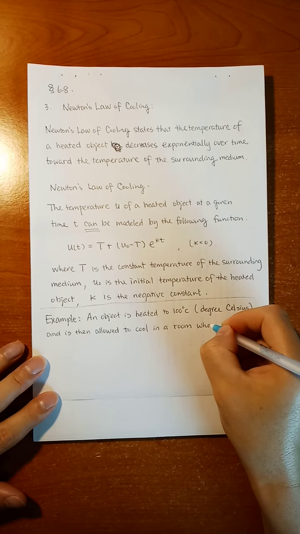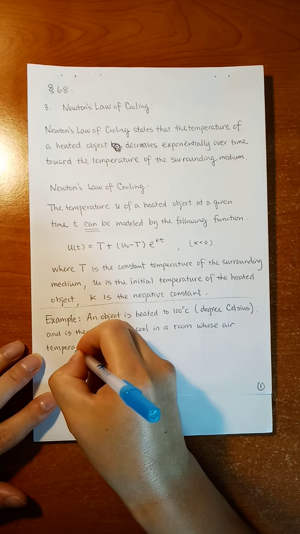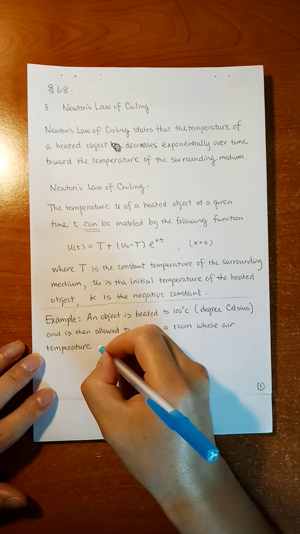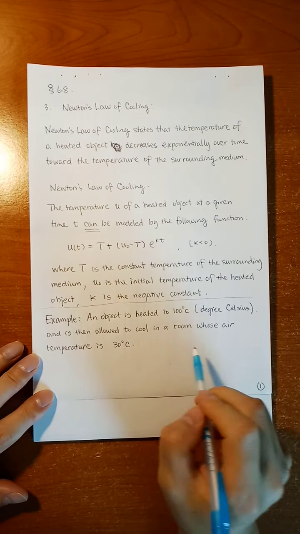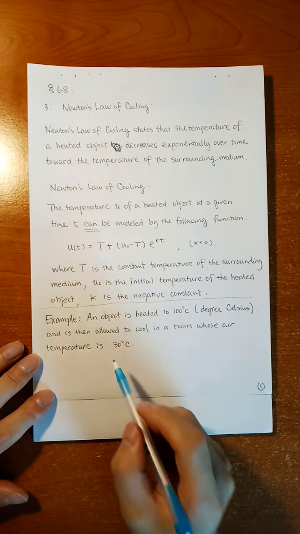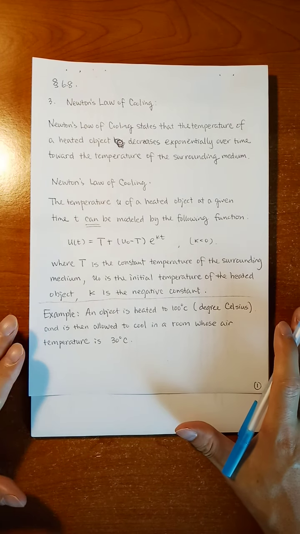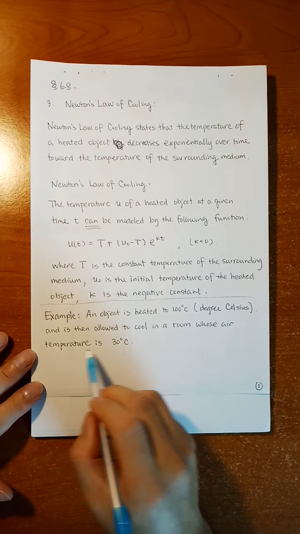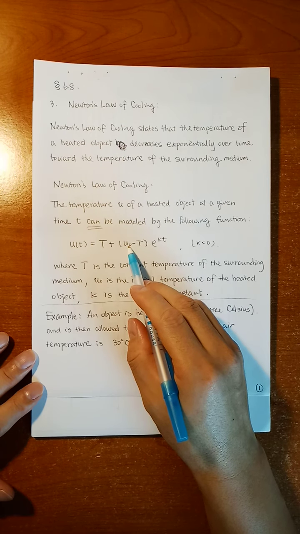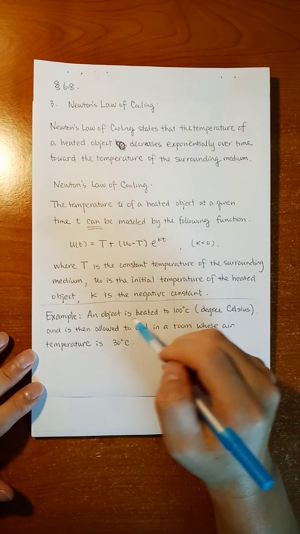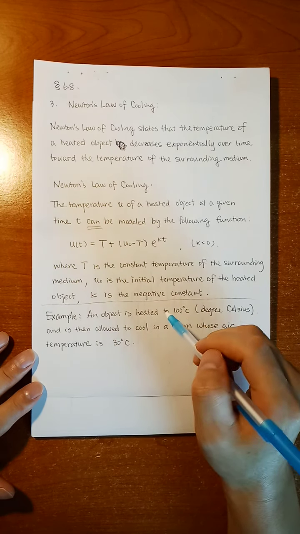The room whose air temperature is 30 degrees Celsius. So this sentence tells us capital T is 30 degrees. It's the temperature of the surrounding medium, the air temperature. And this 100 degrees Celsius is U sub 0, the initial temperature of this heated object.